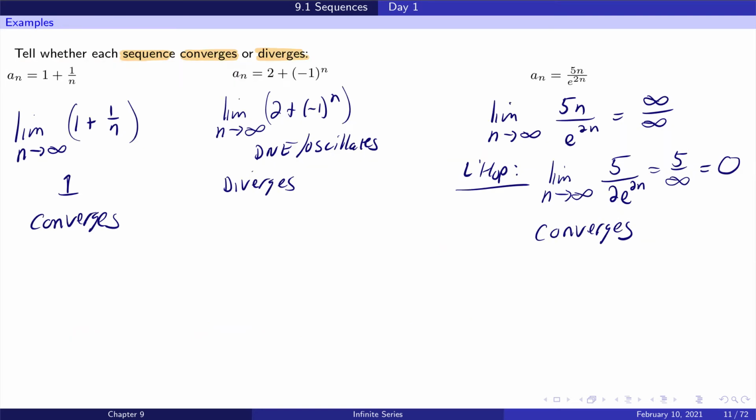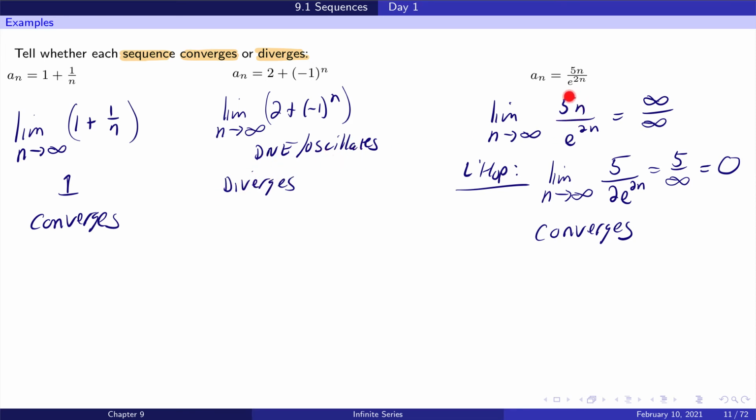So to figure out whether a sequence converges to a single number or diverges, we're going to use limits. Here's my sequence definition. The limit of that sequence, the limit of 1 plus 1 over n, as n approaches infinity, this term disappears, I'm left with 1. This sequence converges to 1. Second case, when I take the limit of 2 plus -1 to the n, this value here oscillates back and forth between +1 and -1. So my overall sequence is going to be either 3 or 1. It's going to oscillate back and forth between 3 and 1. So this limit does not exist because it oscillates, therefore that sequence diverges.